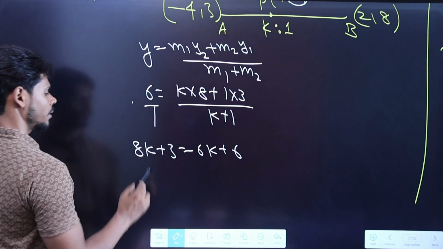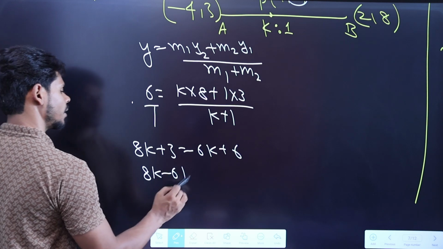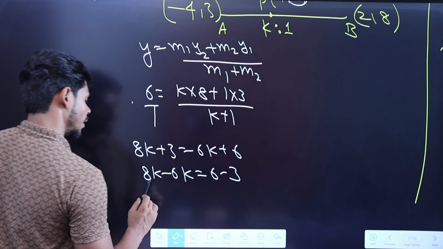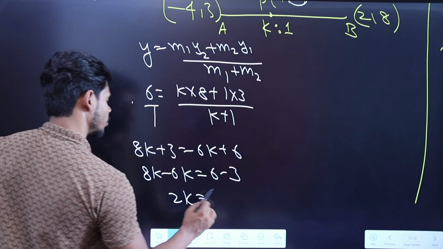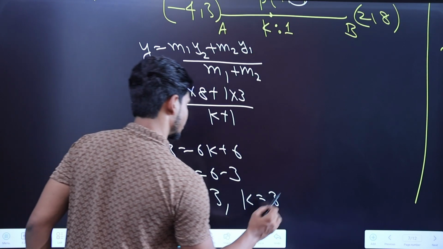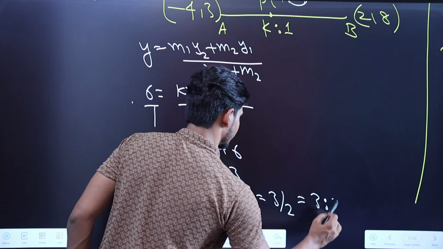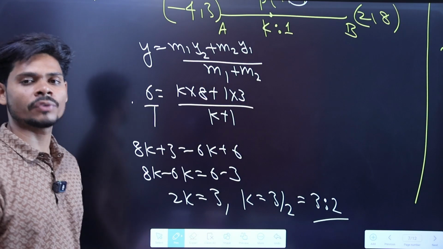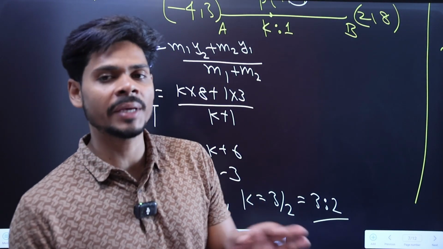Cross multiply. Then it will become 8k minus 6k is equal to 6 minus 3, and this is nothing but 2k is equal to 3. So from here k is 3 upon 2, which means the ratio is 3:2. So the first one will be m1 and the second one will be m2.